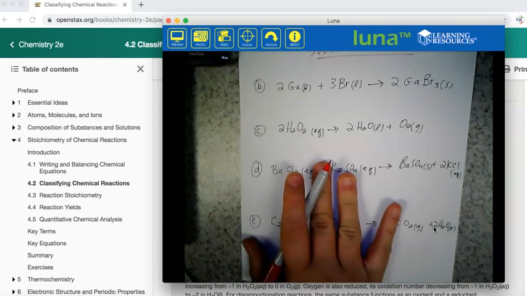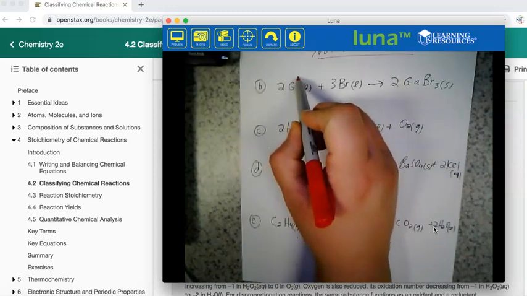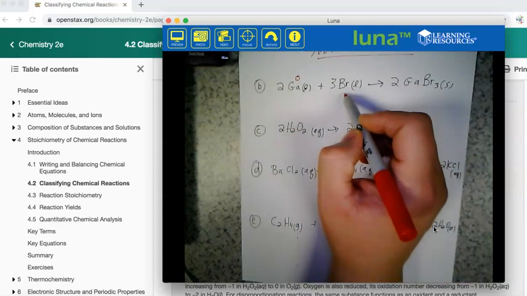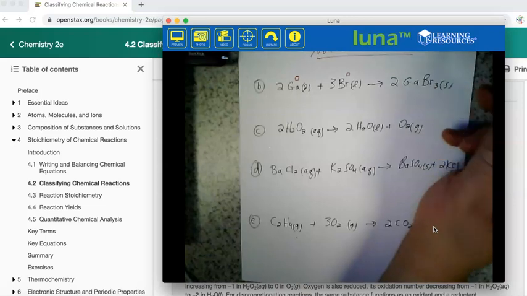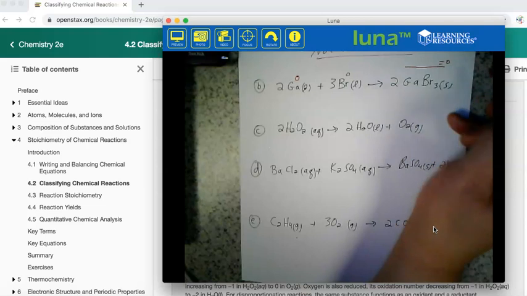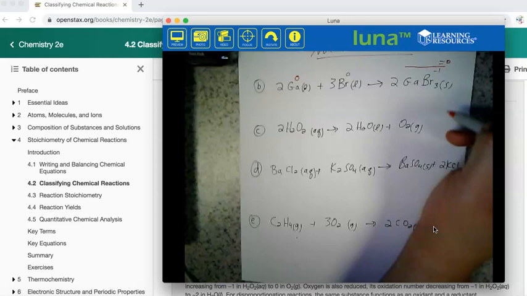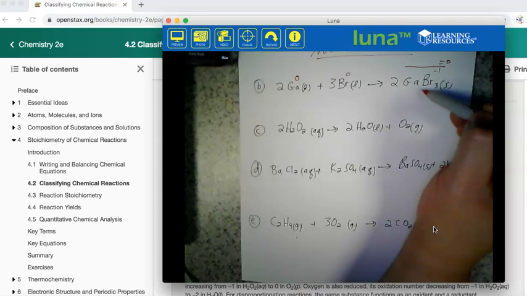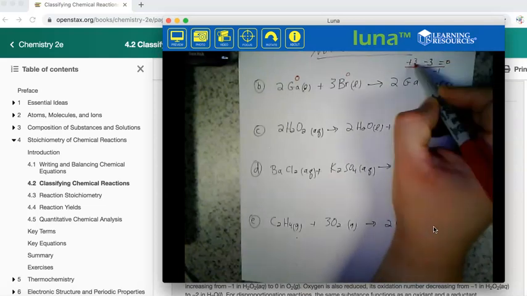For number 2, we have to assign oxidation numbers again. Gallium here is uncombined, so its oxidation number is 0. Bromine's also uncombined, so its oxidation number is 0. Here, this is a neutral compound, so it has to add up to 0. Bromine's going to be -1. I know there's not a rule for it, but like I said, halogens usually, if you can't figure it out, it's going to be a -1, group 17. So 3 times -1 is -3, so gallium must be +3 in this example.